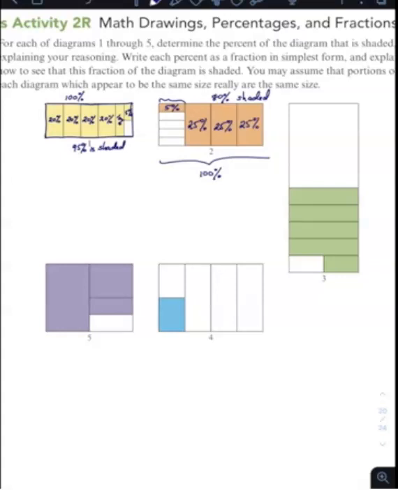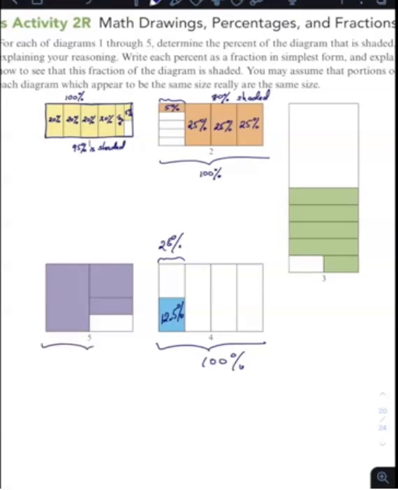So let's try number 4. If this whole region is 100%, I see again partitioning into quarters, 25% each. So if this is 25%, and half of that is shaded, then 12.5% presumably is shaded in this region.